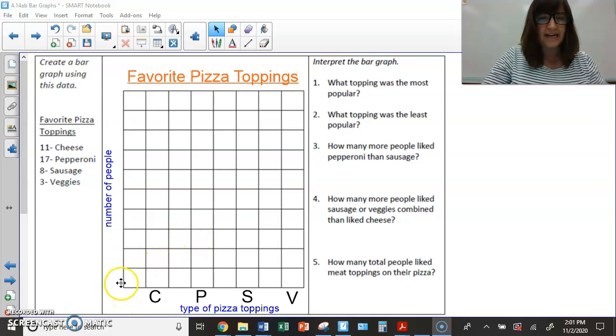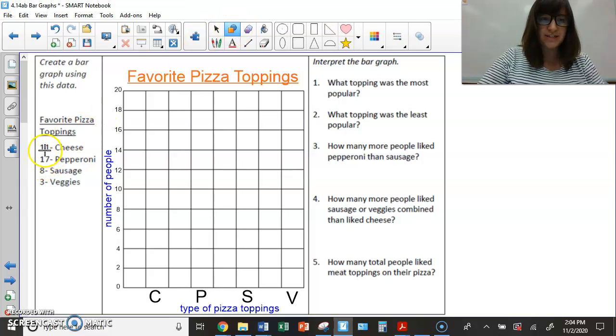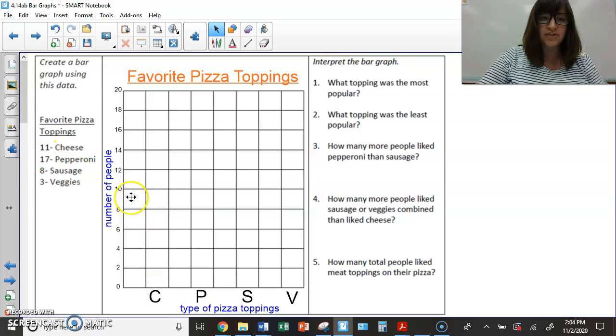So let's go ahead and label these so that they count by 2s. Okay, so now I have my graph labeled and it's counting by 2s. So each line is going to be worth 2. So now let's graph the number of people who liked cheese as their favorite pizza topping. So cheese is at the number 11, okay? Well, there's no number 11 right here, but I do know that 11 is more than 10 and less than 12.